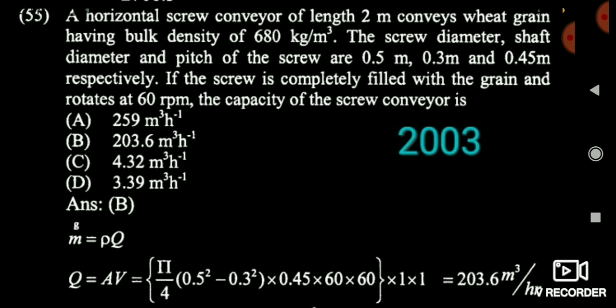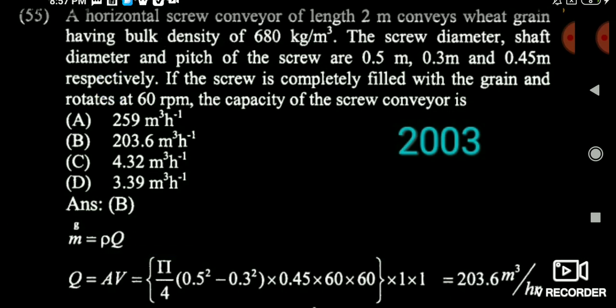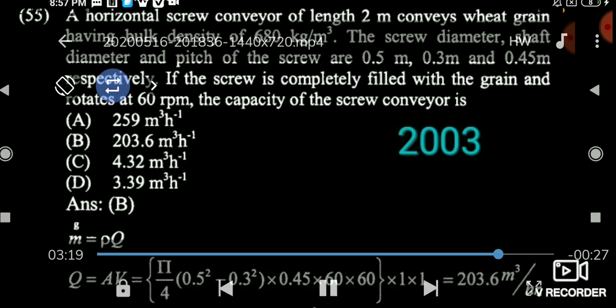Now friends, see another question based upon the screw conveyor. It is a very easy question. You see here that 2 meter length is given, density is given, that is 680, and the screw diameter, shaft diameter, pitch are given, RPM is given. It is asking about the capacity of a screw conveyor in meter cube per hour.